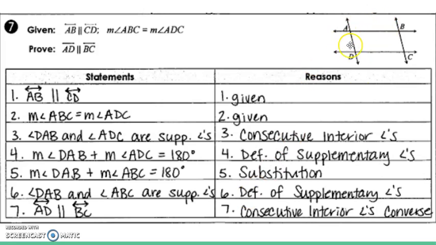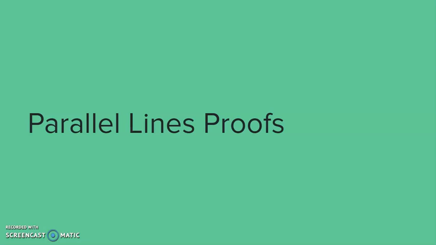So again, if we're looking at DAB and ABC, and AB is our transversal, those two angles are consecutive interior angles. And we're using the converse if we're proving that lines are parallel to each other. So it's a little bit more work, a little bit more complicated than the proofs that we've seen before, but we're still just doing it step by step, and we're making sure that we can piece things together correctly. And that's for parallel lines proofs.